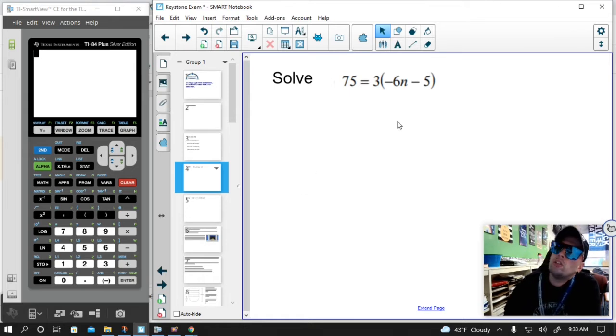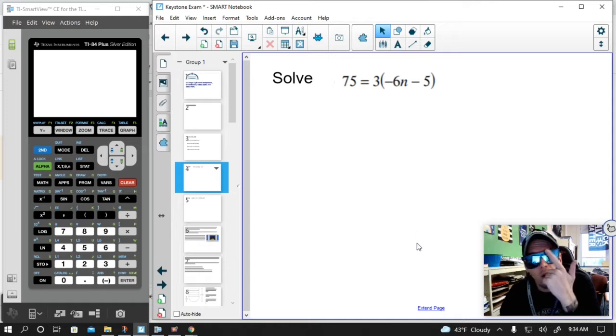Today I'm going to teach you how to solve any equation just by using your calculator. Pretty simple. We're going to use our TI-84 Plus today, and this is how it's done.